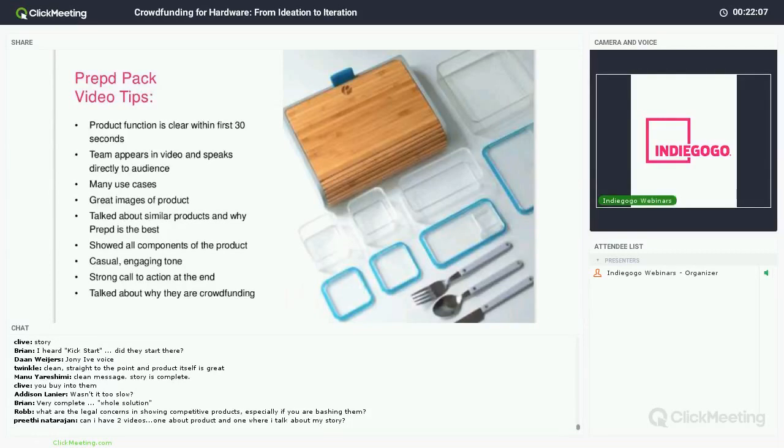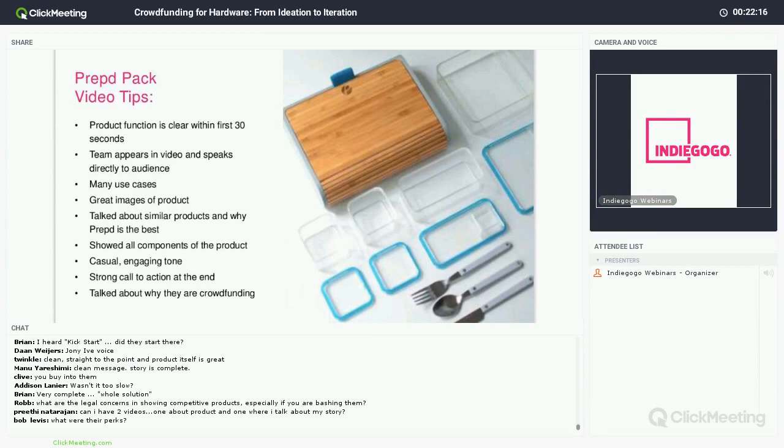The tone was very casual, very engaging. They included a strong call to action at the end. And in their story, they talked about why they're crowdfunding. These are all extremely important things to consider including when you're creating a video.